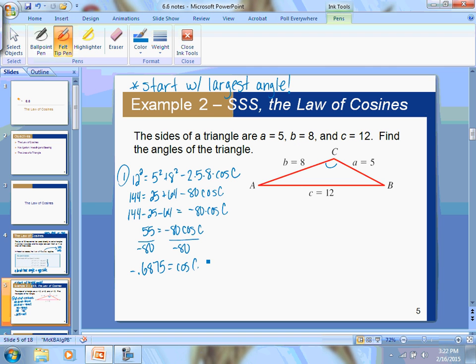Okay, so time and time again, I see students that will take the 144, subtract the 25, subtract the 64, and add the 80 over. And that's just incomplete, incorrect mathematical calculations. Okay, so make sure you're paying attention here when you're solving these. Now we're going to do cosine to the negative 1 of this decimal. Don't worry about it being negative. Your calculator can handle that. And you'll get angle C to be 133 degrees. Make sure your calculator's in degree mode. We still want to be in degree mode.